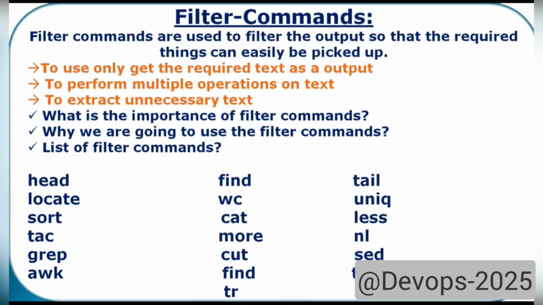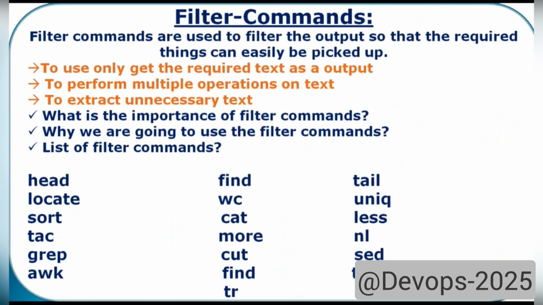Then head, which we can use to display the top 10 lines, and we can even display the top 5 lines or top 2 lines with the help of head. Coming to tail, it displays the bottom 10 lines by default, but if you want to display the bottom 5 lines, or how we can use head and tail in combination to display particular lines, we can see later.